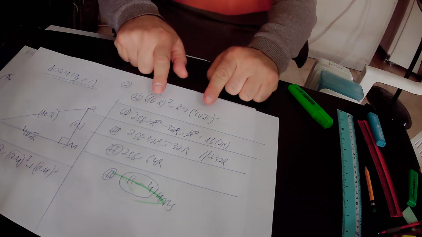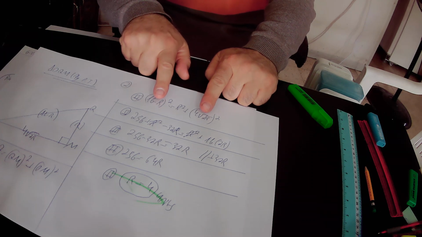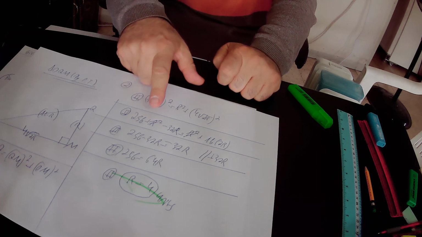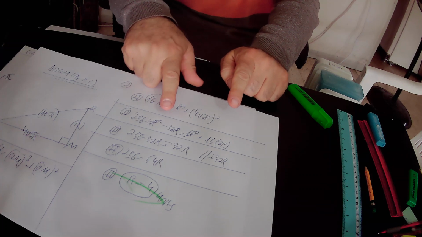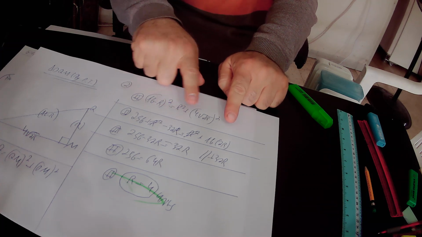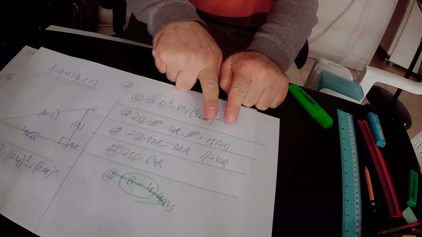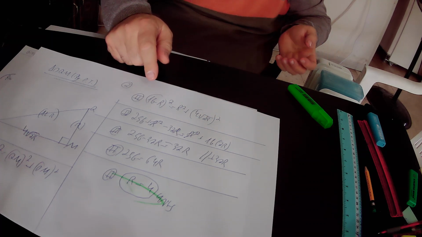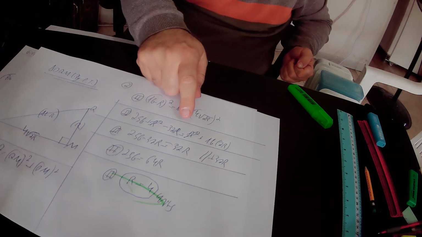So here we have r squared on both sides of equation 2. So r squared gets cancelled. After we cancelled r squared, on this side of equation 2, we are left only with 256 minus 32r, and it equals 16 times 2r, that is 32r. So according to equation 2, we find that 256 minus 32r equals 32r.